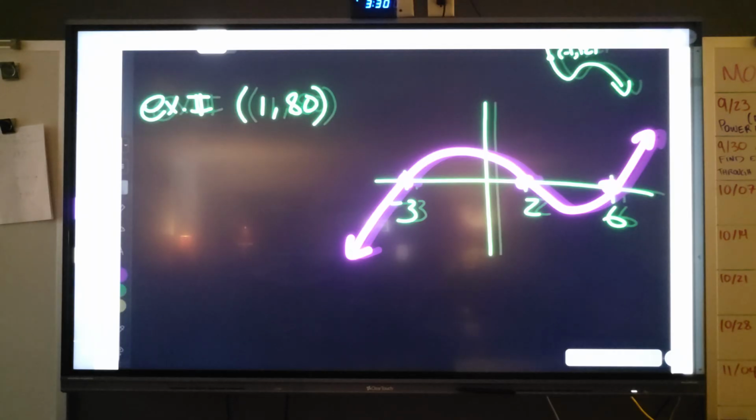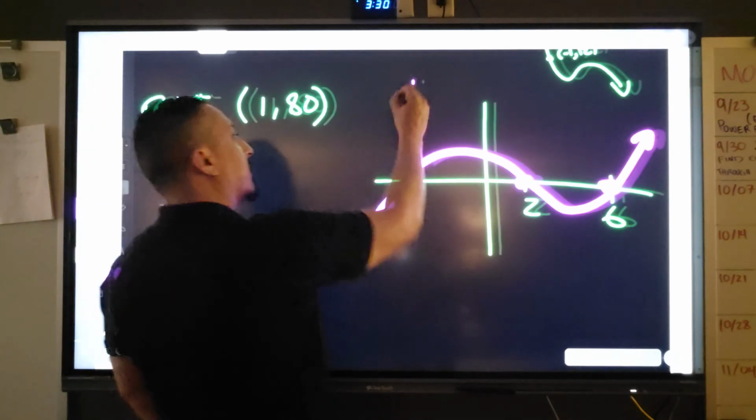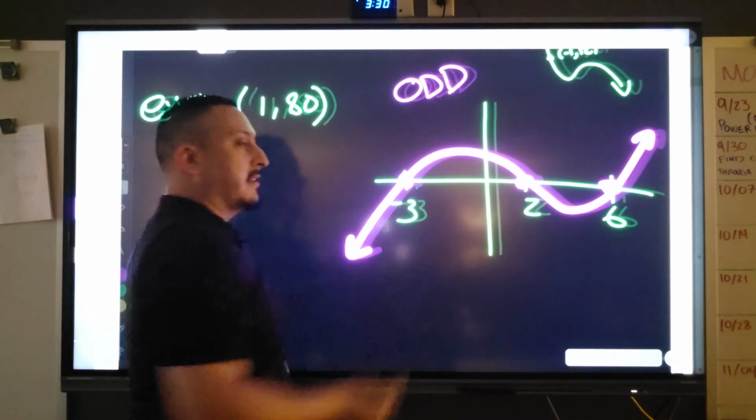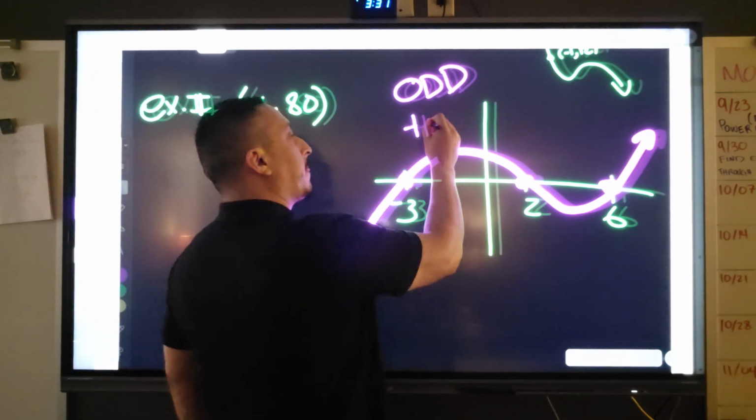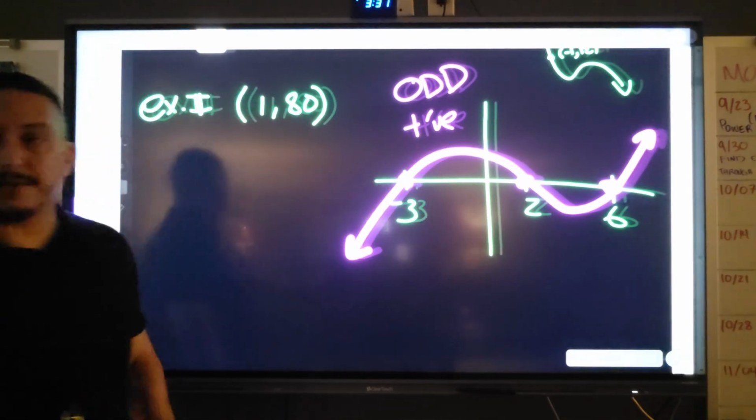So just to help those that may still struggle with this, is this an even or odd function? Odd. Odds, the arms are opposite. Is it positive or negative? It's positive. That's the original odd function.